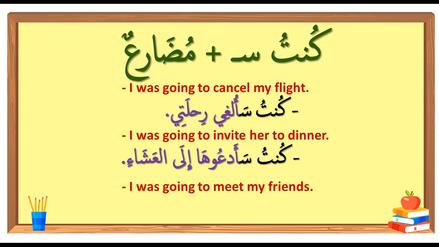Or, I was going to meet my friends. So first we put كنت, and كنت سأقابل أصدقائي. I was going to meet my friends. كنت, I was going to; أقابل, meet; my friends, أصدقائي. كنت سأقابل أصدقائي. So "I was going to" means كنت and after it you add فعل مضارع, a present tense.